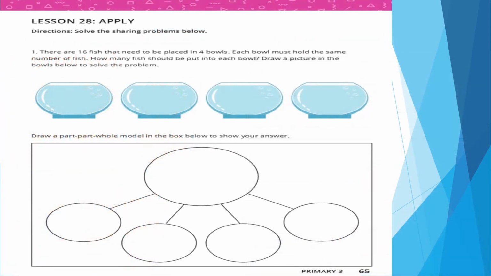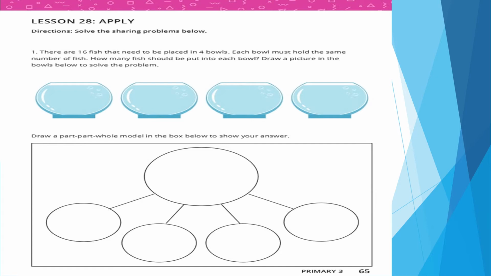Let's start with lesson 21.8. We have here a story problem. There are 16 fish that need to be placed in 4 bowls. Each bowl must hold the same number of fish, so we want to distribute them equally. How many fish should be put into each bowl? Draw a picture in the bowls to solve the problem.